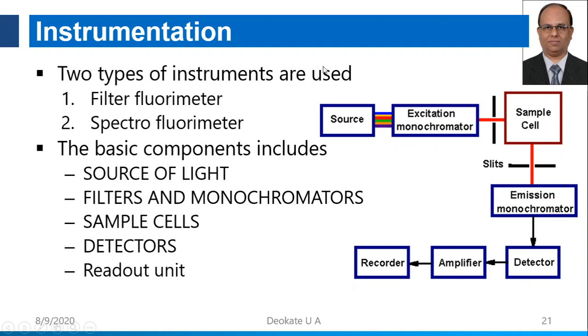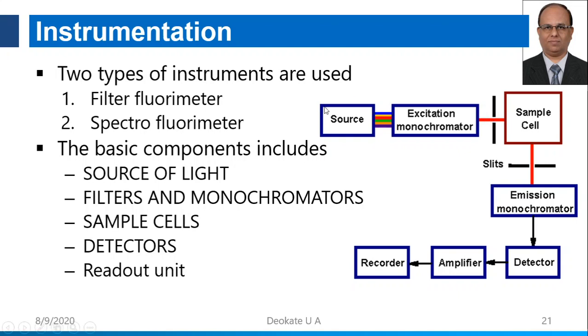The first component is the light source. Generally, for fluorometric determination, we use line sources. We studied two types of sources in the previous lecture. One is called a line source, which gives discrete lines of radiation. Another is a continuous source, which gives a range of radiation within a wavelength region. Here we are using sources of a single wavelength, therefore they are called line sources.